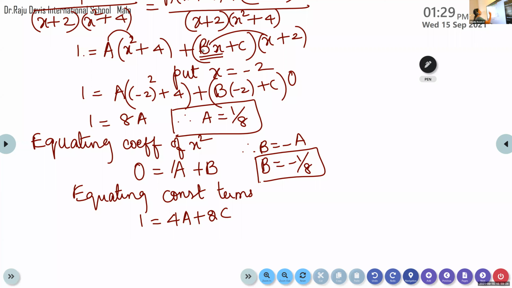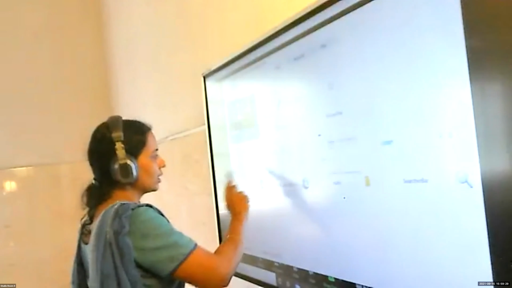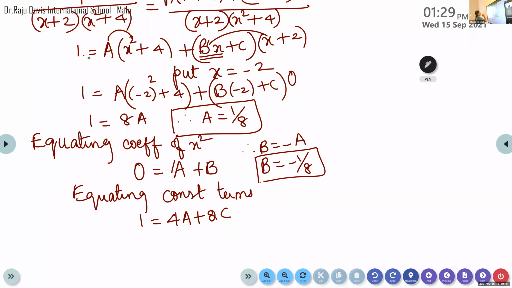Ma'am, could you explain the constant part again? Constant part means the term without x. If you look at LHS, which is the term without x? Here it is 1. So we write 1 is equal to... Again, if you take RHS, a with x square is an x square term. Constant means without x. If you take a with 4, we will get 4a. So 4a is a term without x.